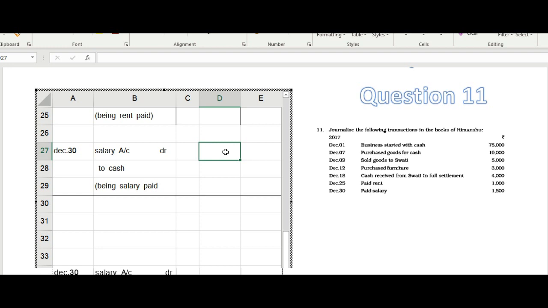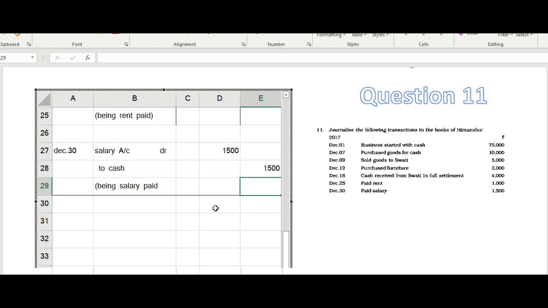Next transaction is December 30. Paid salary. Salary is always an expense, and increase in expense goes to debit side. Decrease in cash goes to credit side. That's why the entry is: salary account DR 1,500 to cash account 1,500.